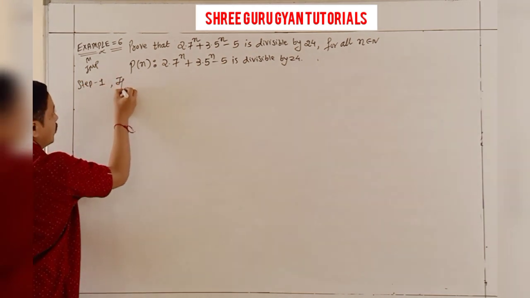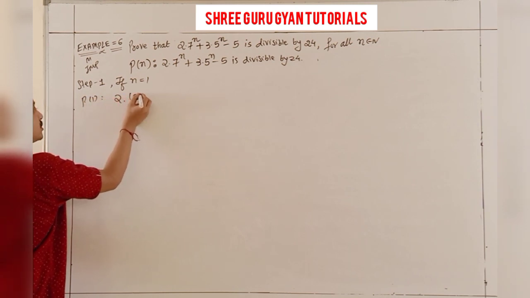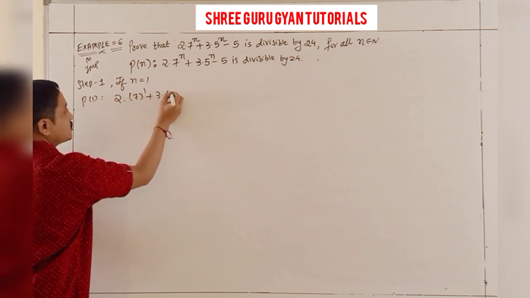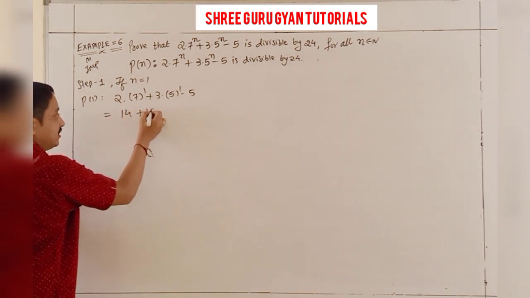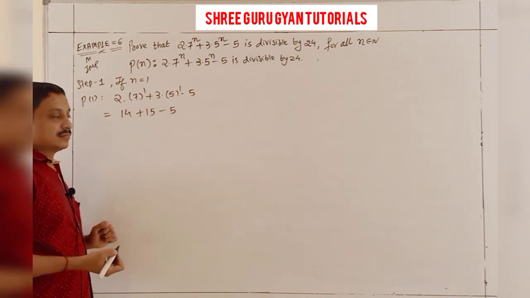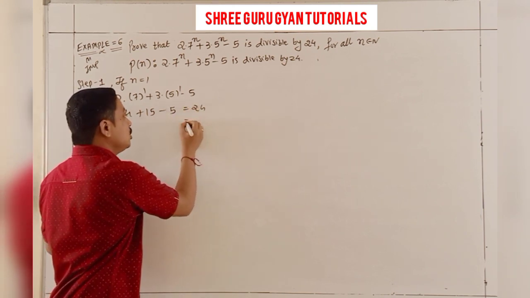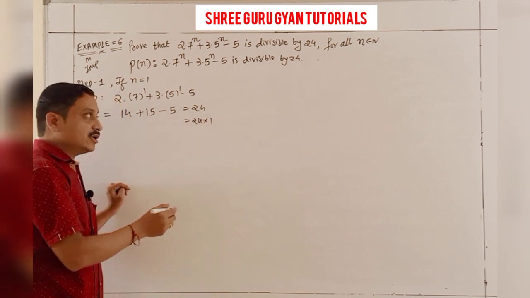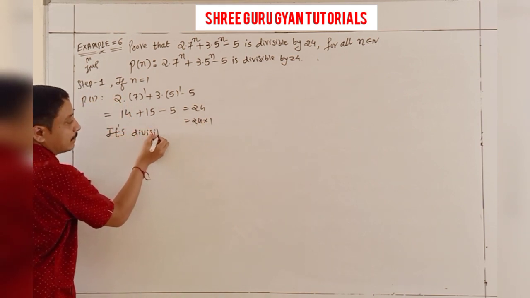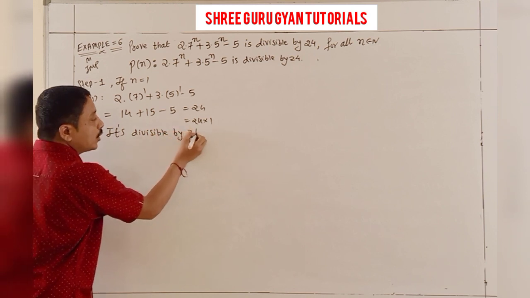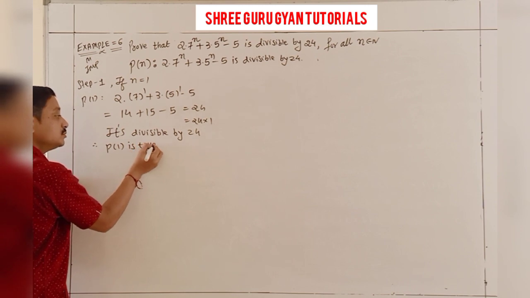Step 1: if n equals 1. So what do we write for P(1)? 2 into 7 to the 1, plus 3 into 5 to the 1, minus 5. 2 sevens are 14, 3 fives are 15. Yes, 14 plus 15 minus 5 gets 24. Surely you can show 24 into 1. It is divisible by 24. So definitely you can write down P(1) is true.